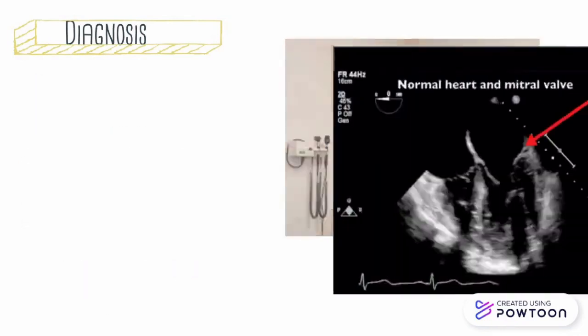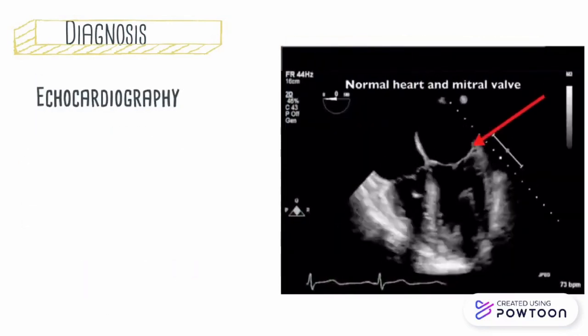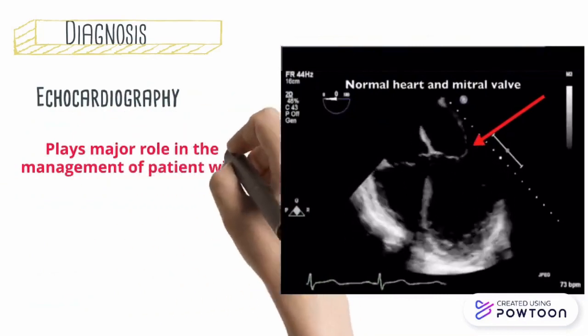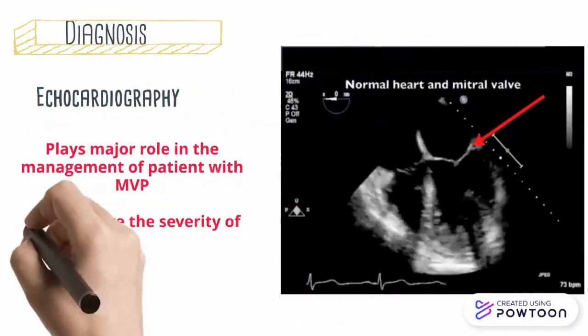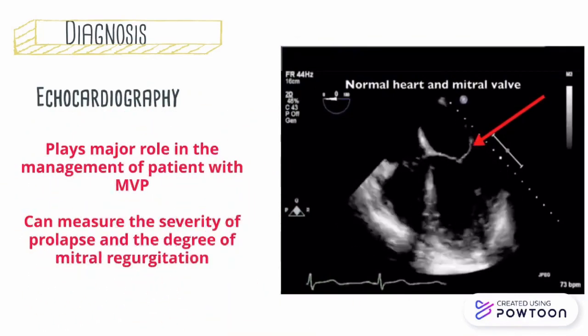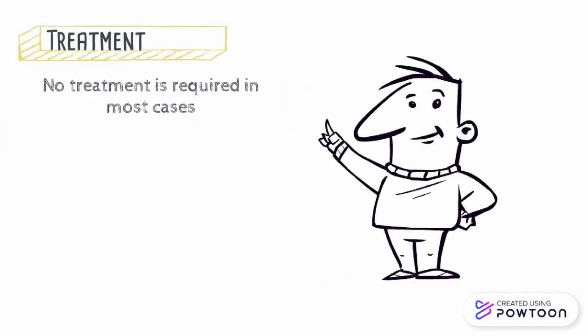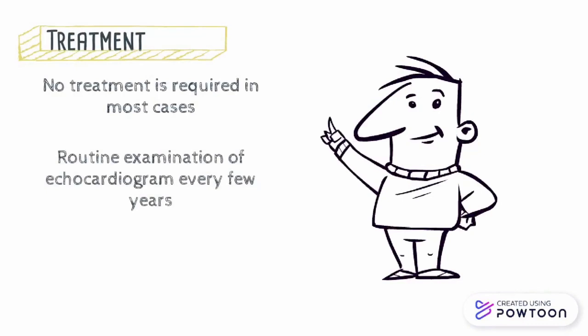Next is echocardiography. Cardiac echo is the most useful test and plays a major role in the management of patients with MVP, and it can also measure the severity of prolapse and the degree of mitral regurgitation. Most patients with mitral valve prolapse don't need treatment. Routine examinations, including echocardiograms every few years, are enough to make sure that the mitral valve leakage has not worsened. If it gets worse, the mitral regurgitation may lead to heart failure.